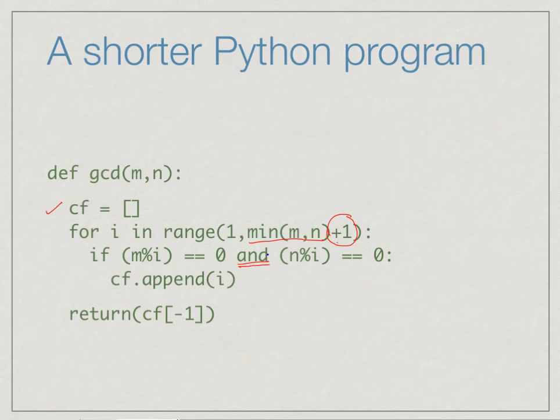And now we have an extra connective. It's called a logical connective, and it says that we want two conditions to be true. We want the remainder when m is divided by i to be 0, in other words, i divides m, and we also want the remainder when n is divided by i to be 0, so i should divide both m and n, and if so, we add i to the list of common factors. And having done so, once again we are doing it in ascending order, so the common factors are being added as we go along, and the larger ones come later. So we finally want the last element, which in Python is given as the -1th element of the list cf.